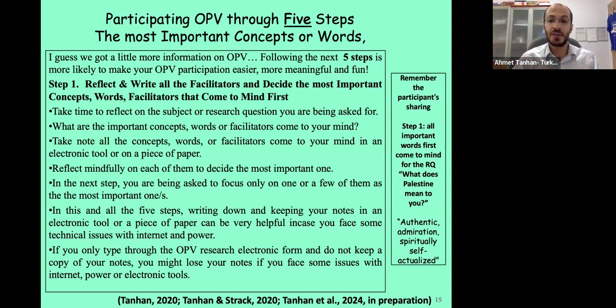In psychology, brainstorming, the first thing that comes to your mind, is very important, especially for the quasi-experimental study, because the first word that comes to your mind is probably the word that is affecting you most about that phenomenon. So we say take time to reflect on the subject or research question you are being asked about. What are the important concept words or facets that come to your mind? Take note of all the concepts, words, or facets in an electronic tool or on a piece of paper.